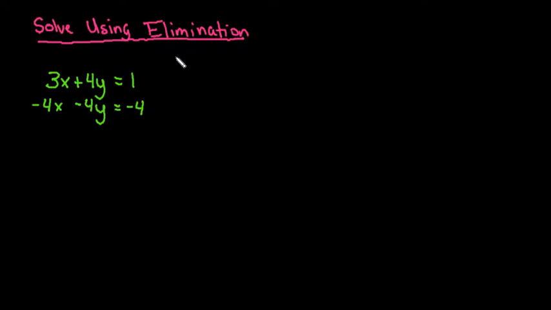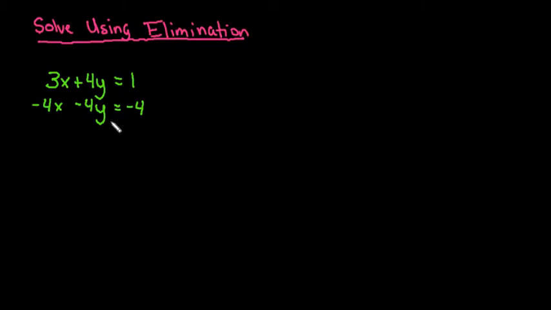In order to use elimination, you must line up x's and y's on one side of the equation and your constant terms on the other. They do need to be on the same side of the equal sign. So I already have them lined up. My x's and my y's are already lined up, and my constant terms.